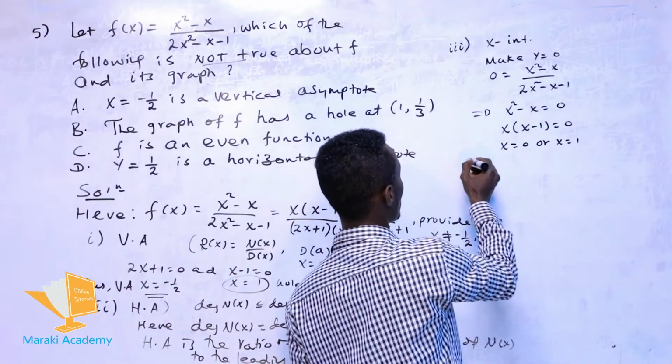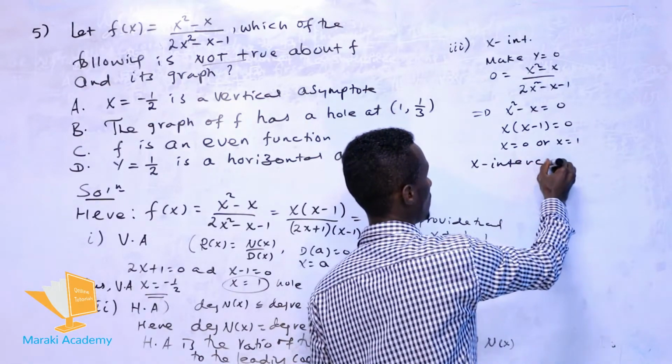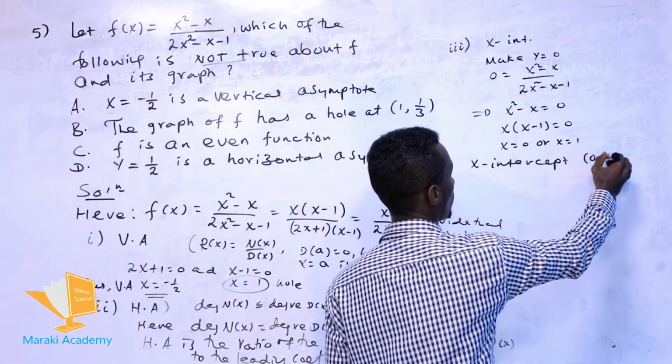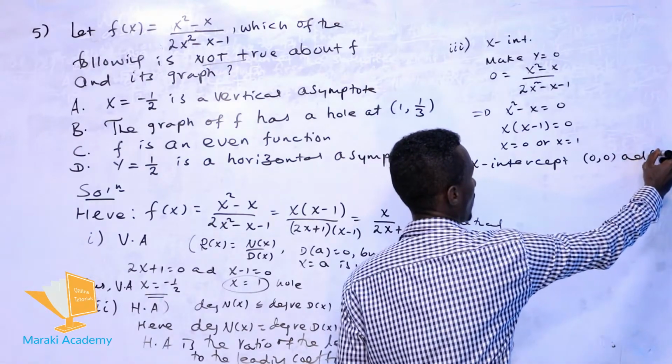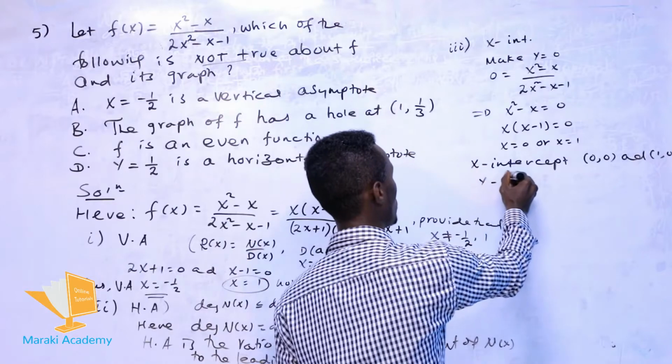So the X-Intercepts are at (0, 0) and (1, 0). The other one is the Y-Intercept.